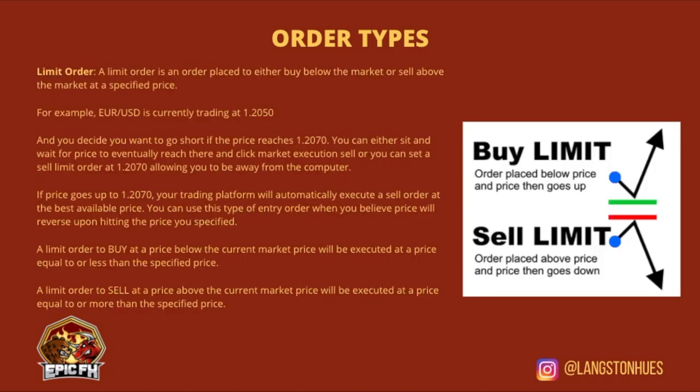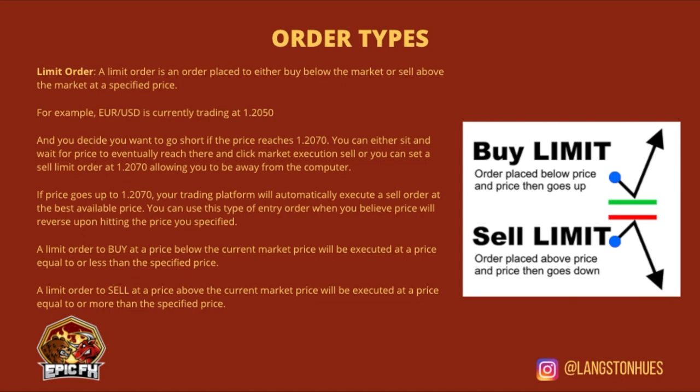Limit order. A limit order is an order placed to either buy below the market or sell above the market at a specified price. For example, your USD is currently trading at 1.2050, and you decide you want to go short if the price reaches 1.2070. You can either sit and wait for price to eventually reach there and click market execution sell, or you can set a sell limit order at 1.2070, allowing you to be away from the computer. If price goes up to 1.2070, your trading platform will automatically execute a sell order at the best available price. You can use this type of entry order when you believe price will reverse upon hitting the price you specified.